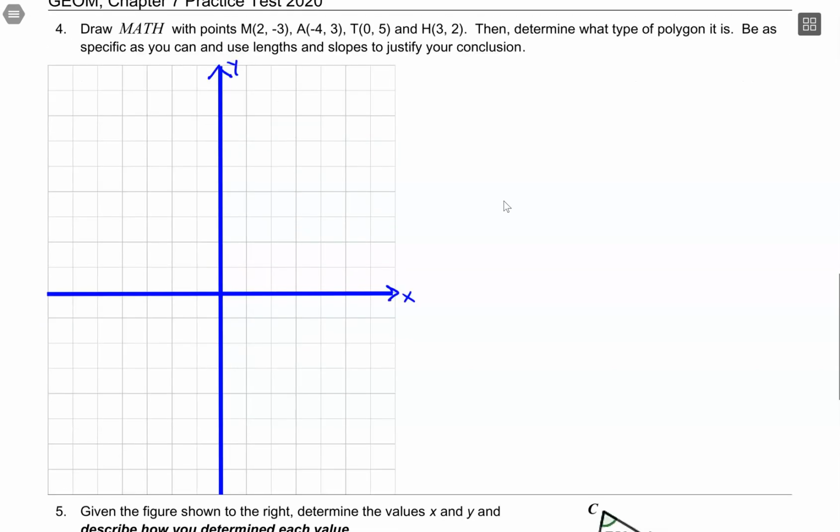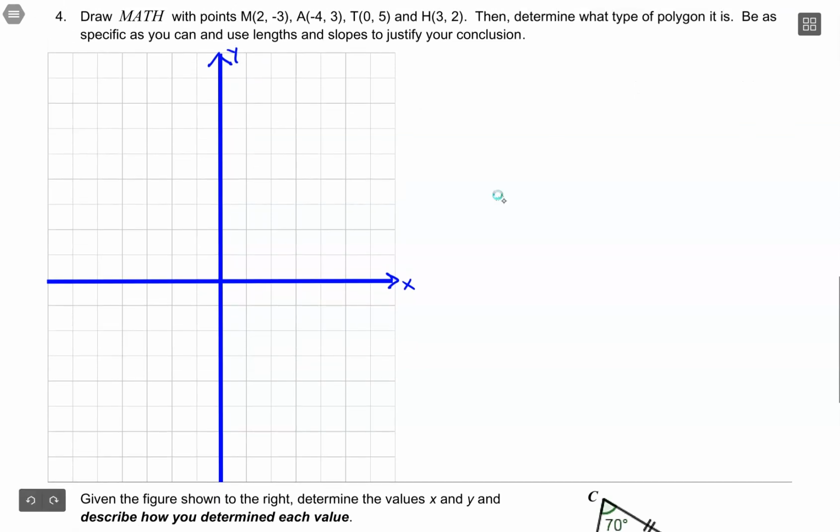I got M at (2, -3). I got A at (-4, 3). We got T at (0, 5). And then we got the last one there, H at (3, 2). Okay, so we're going to go ahead and draw in that quadrilateral.